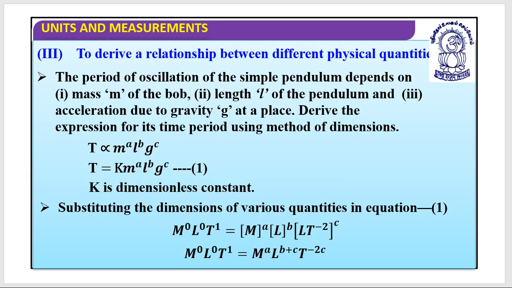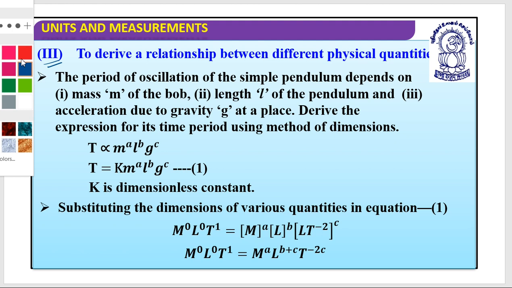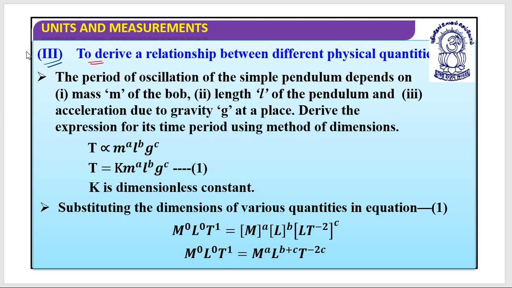Let's move on. Next, jump to the next application, which is application number 3. I need to check the correctness, or to derive a relationship between different physical quantities. We have learned two applications. First was to convert a physical quantity from one system to another. Second was to check the correctness of a given equation. Now this is the third one. To derive a relationship between different physical quantities.